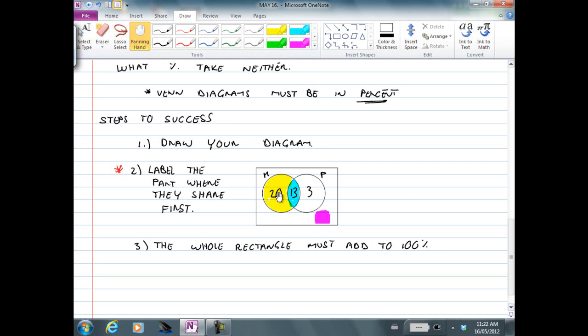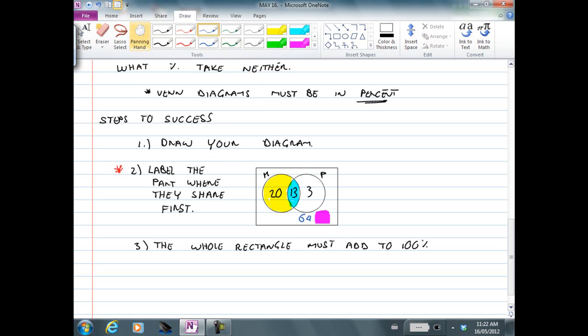So we add everything here. So we have 20 plus 13. See, we're adding everything now. 33, 36, and finally 64. We don't add the numbers from previously. We add only what we see inside the circles.